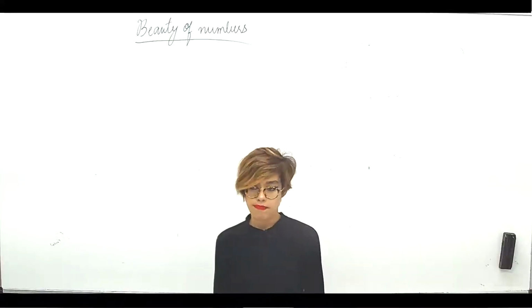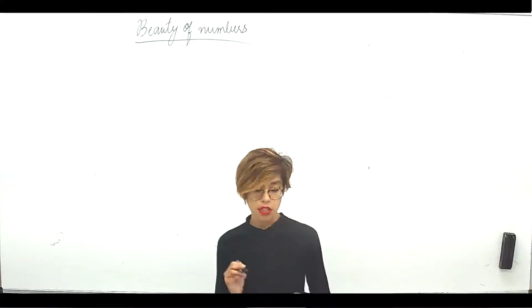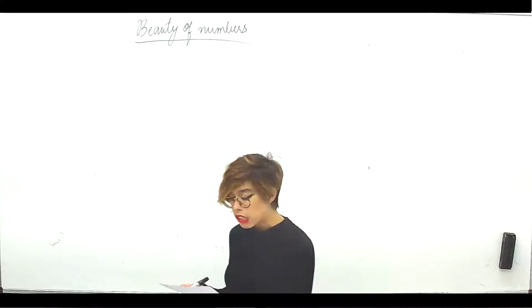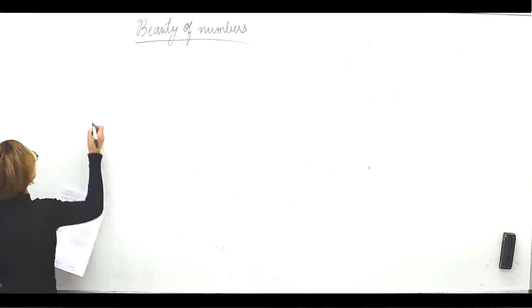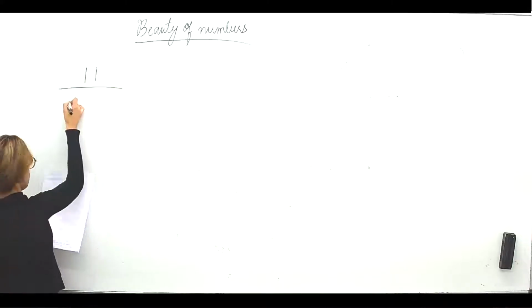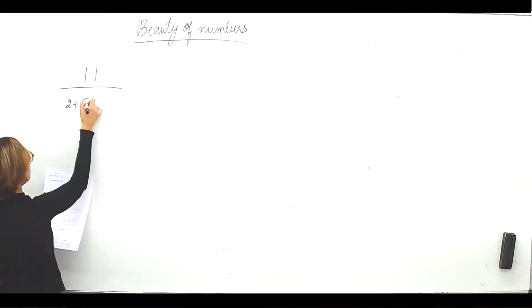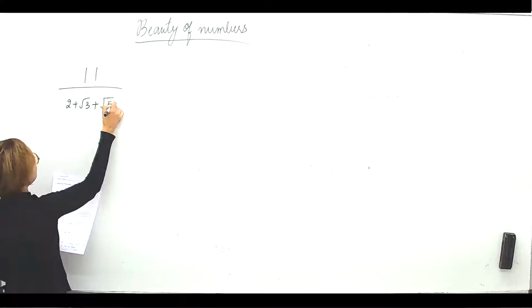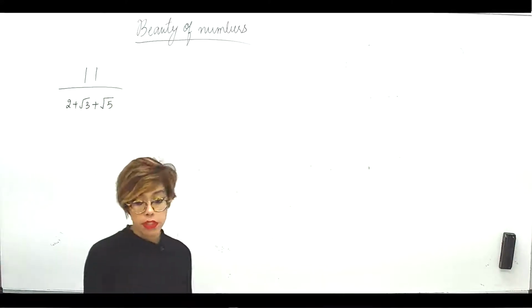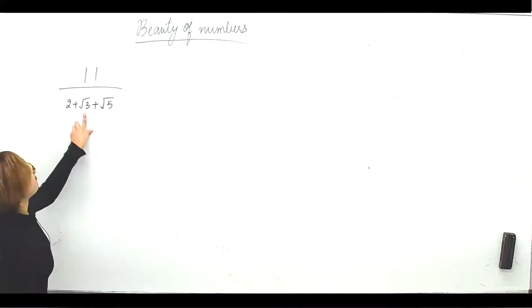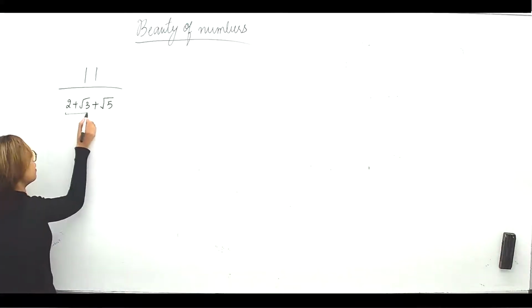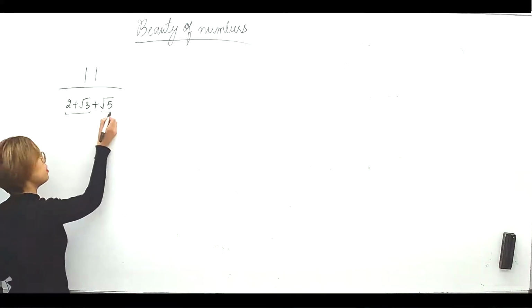Alright. So the next question, write down. Rationalize the denominator of 11 by 2 plus root 3 plus root 5. Rationalize the denominator. Now obviously, since 3 terms are there, let me consider this as one term and this as another term.